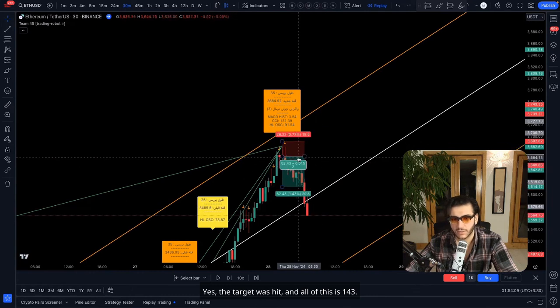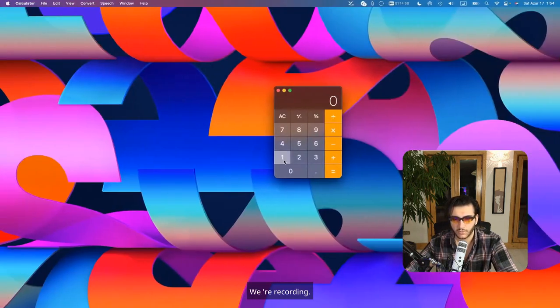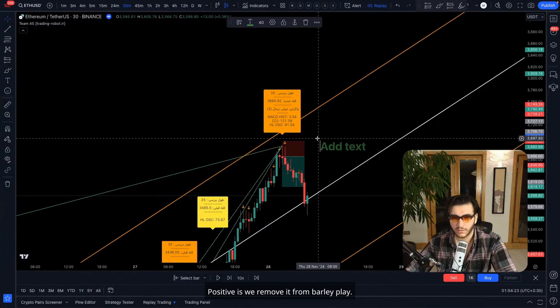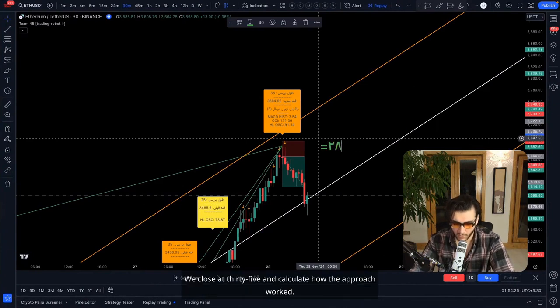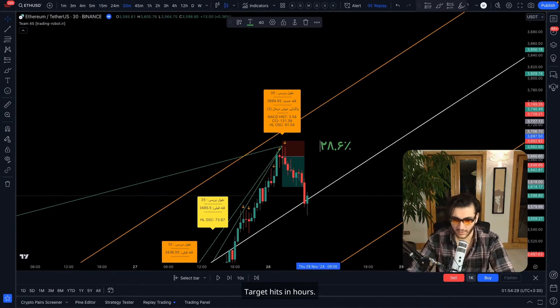Yes, the target was hit, at 1.43. We're recording. 20 becomes 28. We give the percentage here. Positive is we remove it from play. We close at 35 and calculate how the approach worked. Next, the target hits in hours.